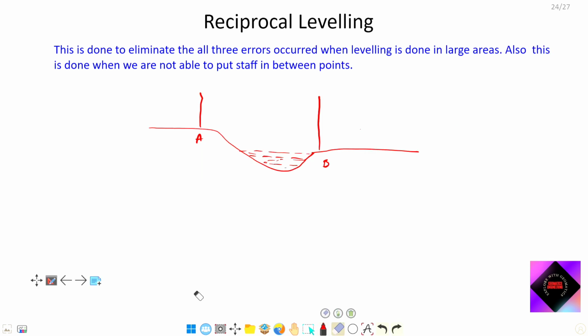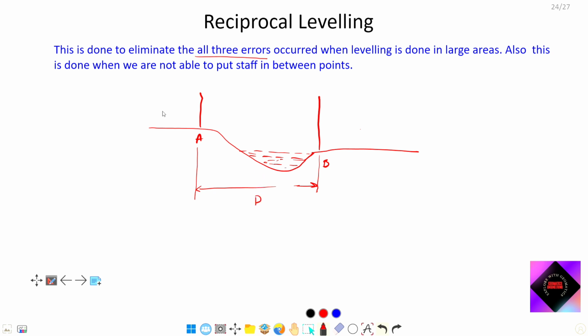So let's start with our reciprocal leveling. Reciprocal leveling is done in order to remove all three errors we have encountered till now, that is curvature error, refraction error and line of collimation error. Also, if we are not able to put a staff in between 2 points, then we do reciprocal leveling to get accurate readings. For example, this is a wide river in between points A and B. We are not able to put any staff in between them, so we are doing reciprocal leveling.